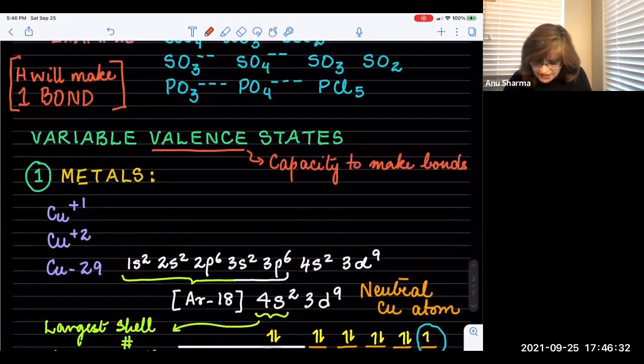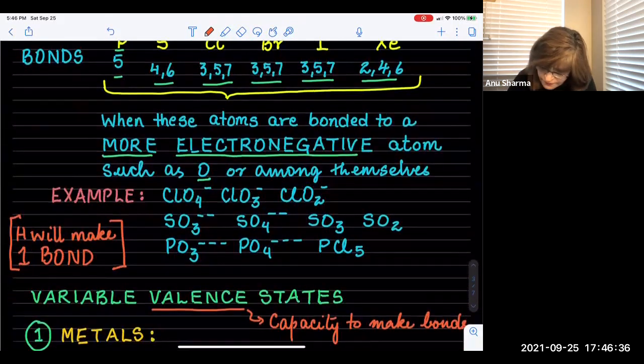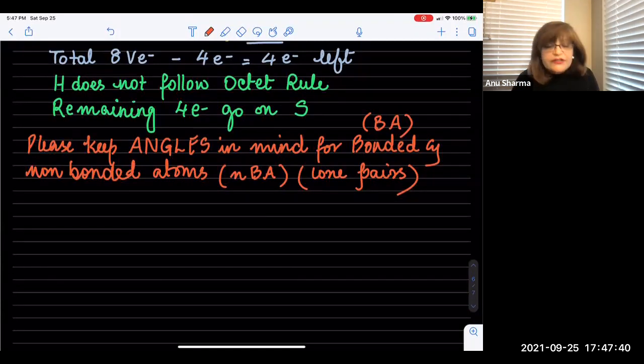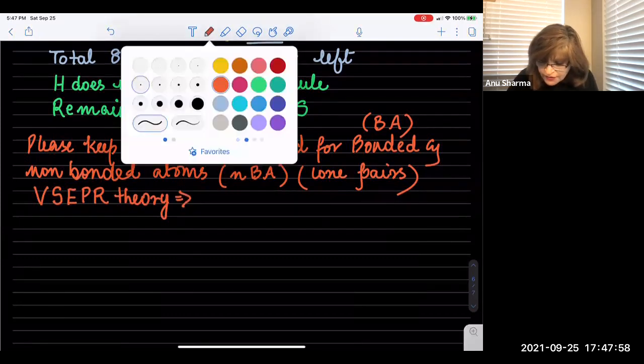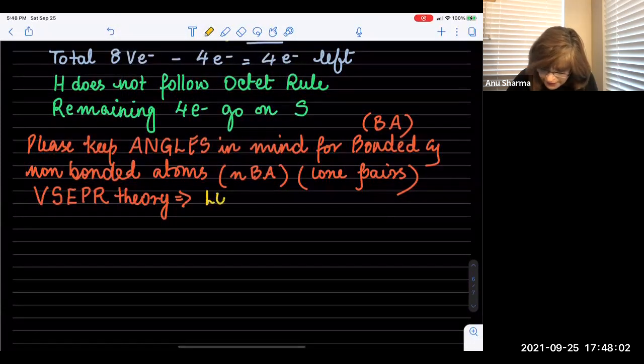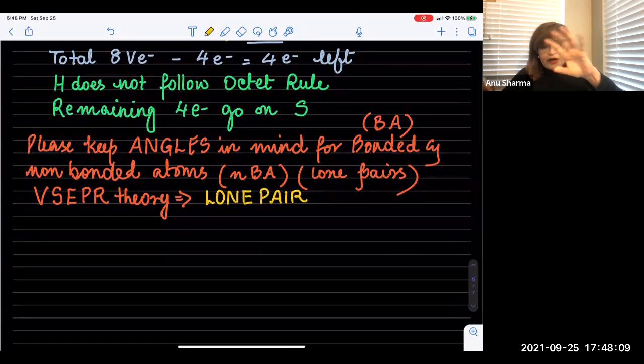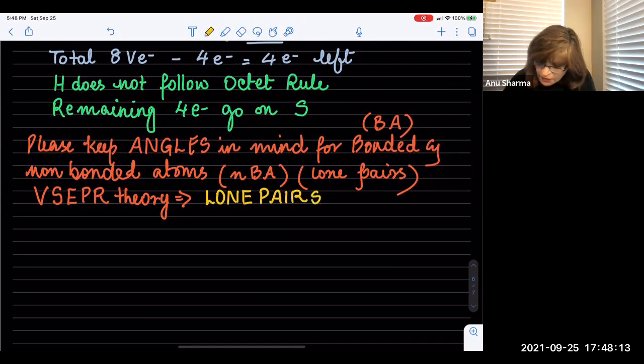All right, so my mistake. And so when we talk about keeping the angles in mind for the bonded and the non-bonded atoms, that means we are talking about the valence shell electron pair repulsion theory, okay? Which means that the non-bonded electrons, the lone pairs, like to occupy a separate space, generally away from the bonded atoms. So lone pairs push the bonded atoms as far away as is possible.